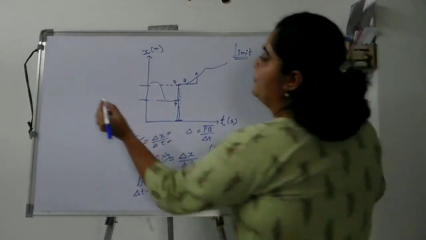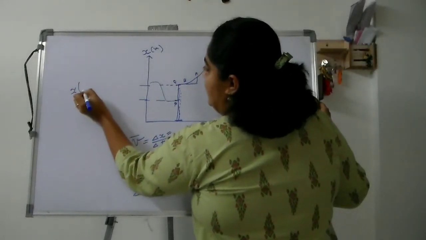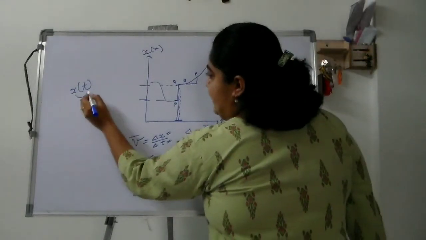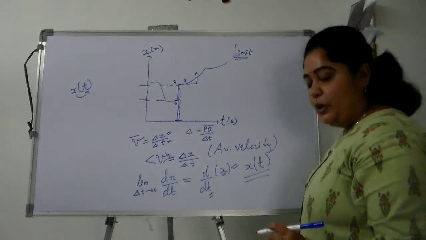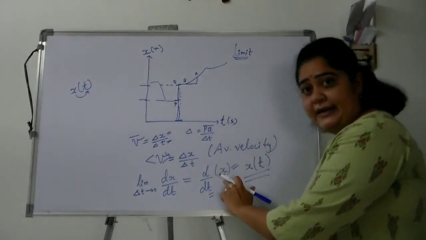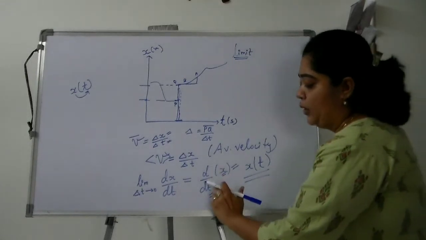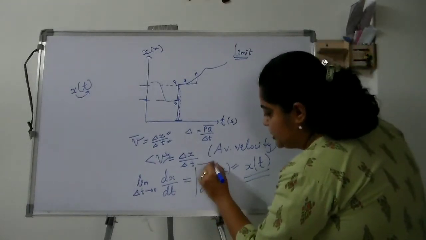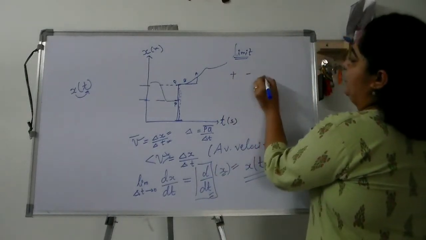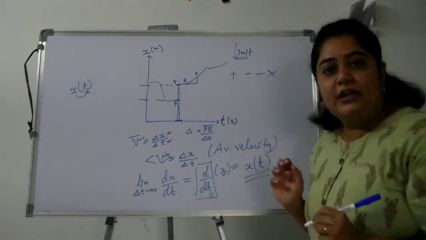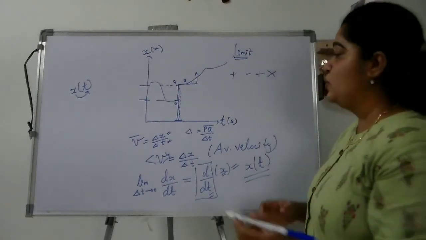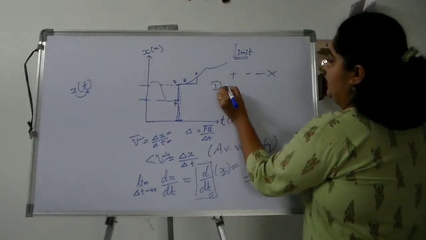Now look at this symbol, x and bracket t. What does it mean? Whenever I write x of t, it means x is dependent upon t. So t is the independent variable, x is a dependent variable which depends upon t, and this operation d by dt is one operation, like we have addition, subtraction, division, multiplication. This is also one operator, which is known as the differentiator.